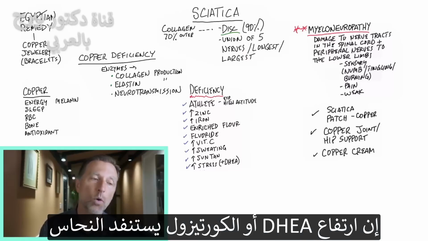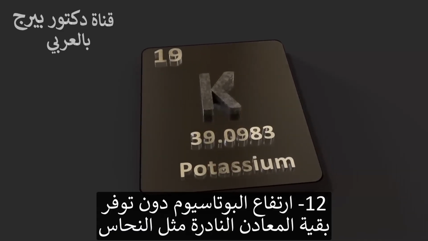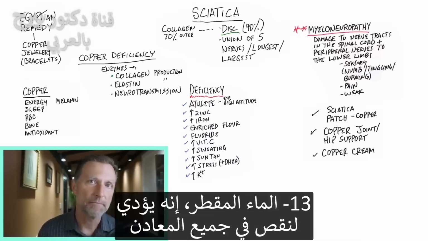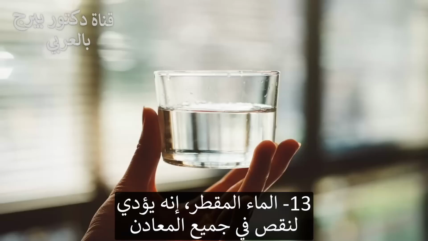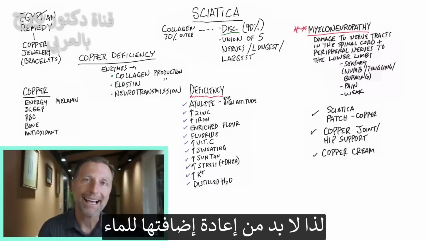Too much of that, or too much cortisol, can deplete your copper. Even when you have a lot of potassium, without trace minerals like copper, that can worsen the deficiency. And of course, you have distilled water as well. You're going to create a deficiency of all the minerals with distilled water. You have to put those back in.